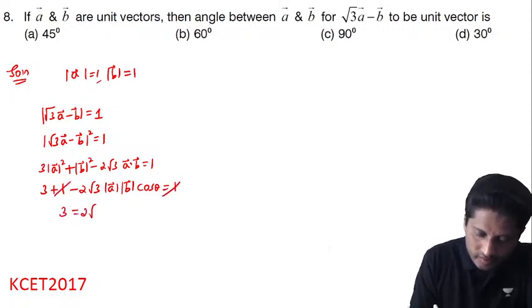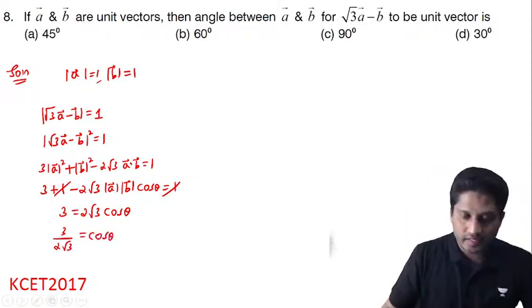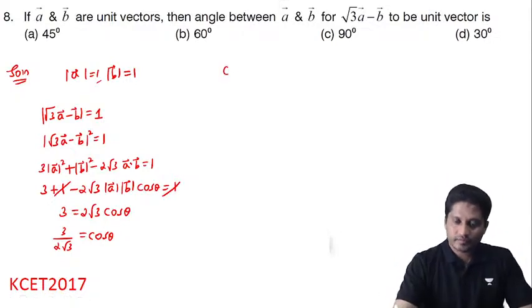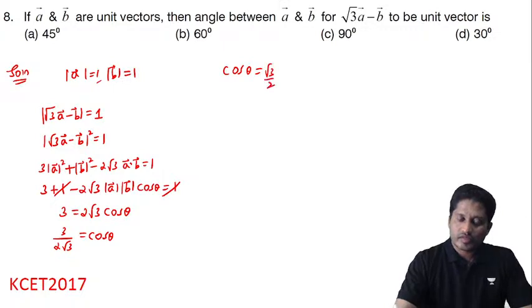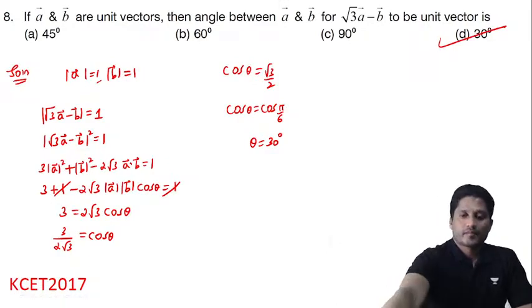3 is equal to 2 root 3. Mod A mod B is 1, and then you get cos theta. 3 divided by 2 root 3 is equal to cos theta. Now this cos theta is equal to root 3 by 2. Cos theta is equal to cos of pi by 6, because cos 30 is root 3 by 2. Theta is equal to pi by 6, that is 30 degrees. Answer is option D. Let's move to the next question.